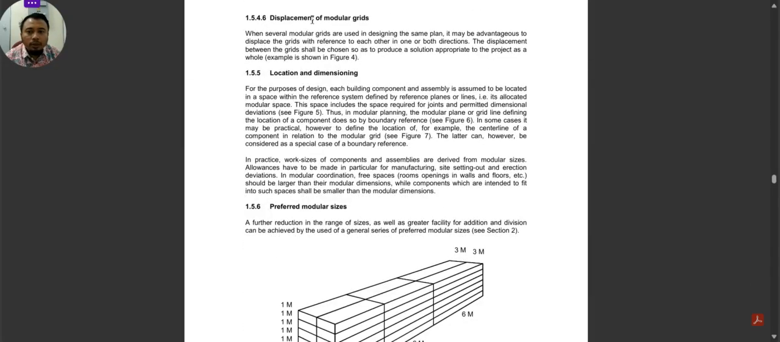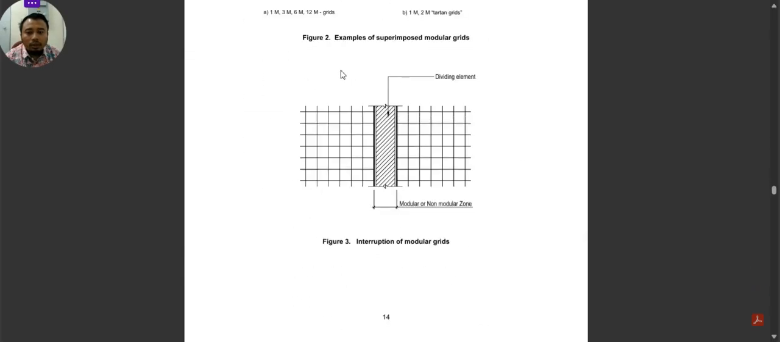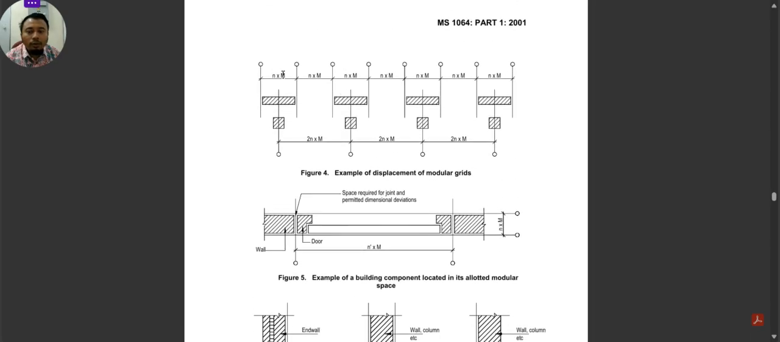So next, displacement of modular grids. When several modular grids are used in designing the same plane, it may be advantageous to displace the grids. You can displace the grids with reference to each other in one or both directions, x or y. The displacement between the grids shall be chosen so as to produce a solution appropriate to the project as a whole. For example, you can see figure 4.